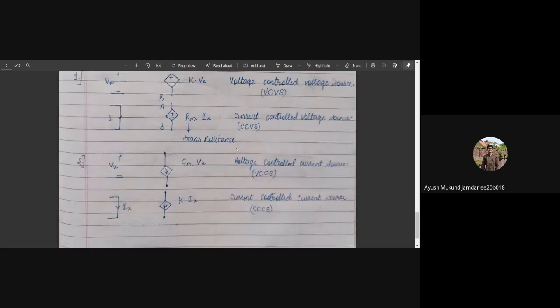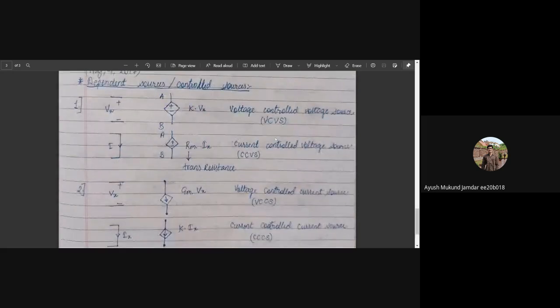Same goes for the current controlled voltage source. So again, we can have a voltage source that is dependent on current, not only on voltage. And here, the potential difference is Rm times Ix, where Rm is known as transresistance. And we have the current Ix, which is in some other branch of the circuit, and the source may be placed in some other part of the circuit, and it depends on that current.